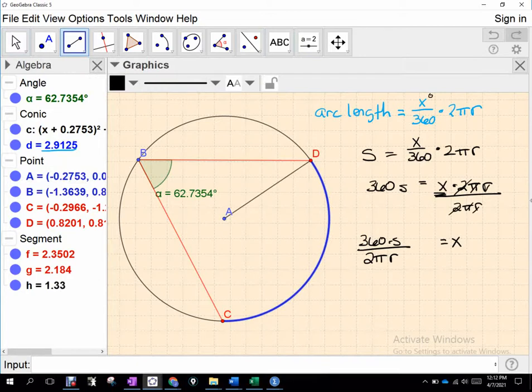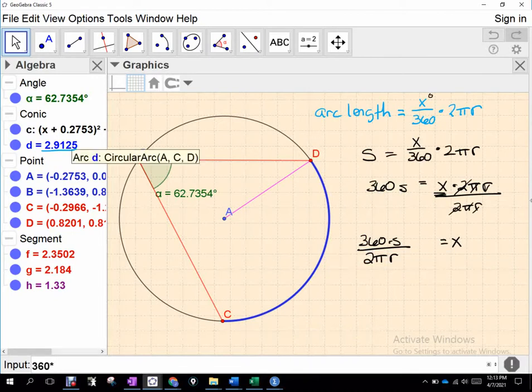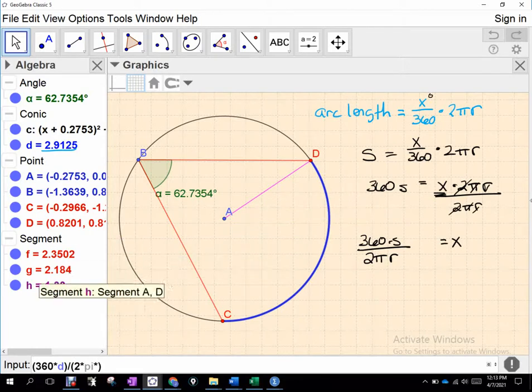So I know I need the radius, so I'm going to ask GeoGebra to find the radius. I'm just going to color that purple so I know which letter to use. So I'm going to go 360 times S. Well, S was this length, that was the arc length. We have that number right here as 2.9125, and it's being identified as D. So I'm going to take D, put that in parentheses, and we'll divide that by 2 times pi times r, but r is this purple distance h. So I'll say h.